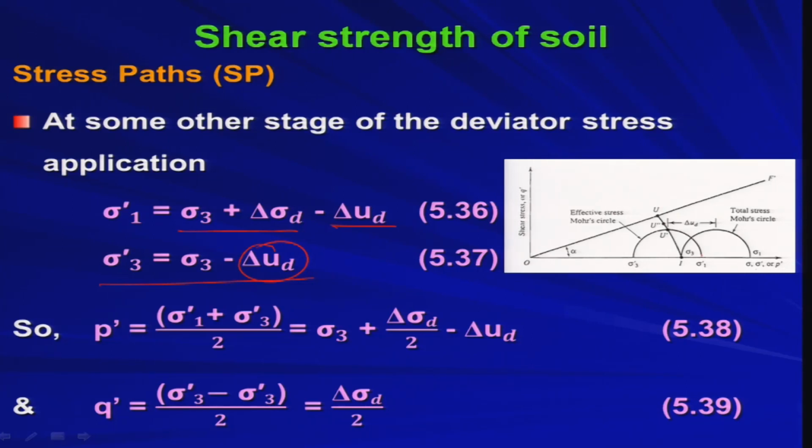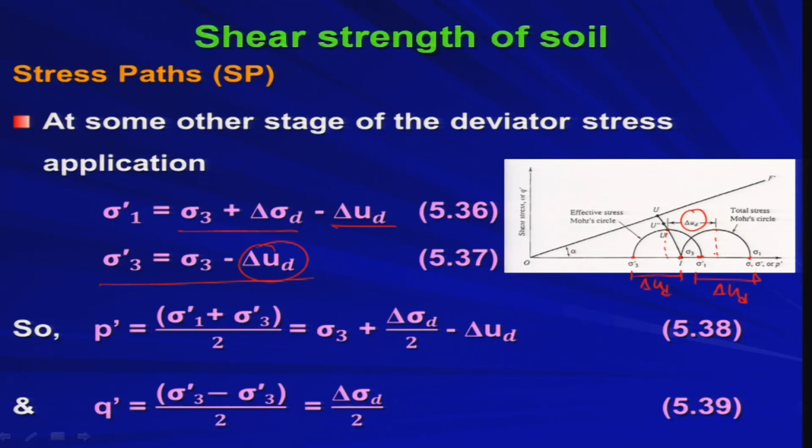So this point represents sigma 3 and this point represents sigma 3 prime, and the difference between these two is delta ud. Similarly, sigma 1 and sigma 1 prime also differ by delta ud. So the center of the total stress Mohr circle and the center of the effective stress Mohr circle also differ by delta ud. That comes from your CU test, if you recall the concept.